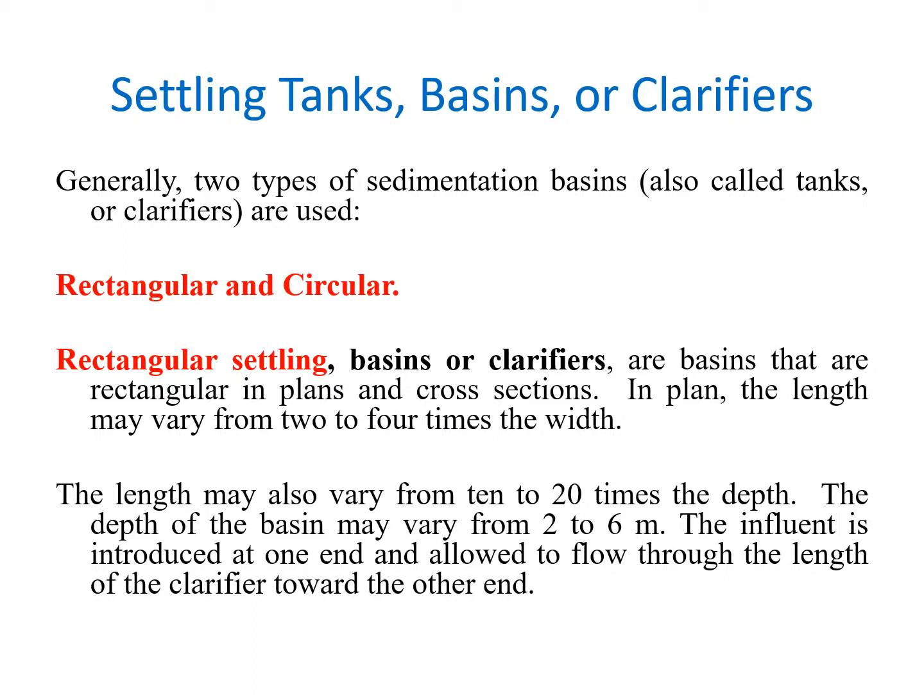There are two types: one is rectangular and the other is circular. Rectangular basins or clarifiers are rectangular in plan and cross section. In plan, the length may vary from 2 to 4 times the width. The length may also vary from 10 to 20 times the depth. The depth of the basin may vary from 2 to 6 meters. We do not go more than 6 meters, as we talked about before, because of construction costs. The influent is introduced at one end and allowed to flow over the length of the clarifier toward the other end.